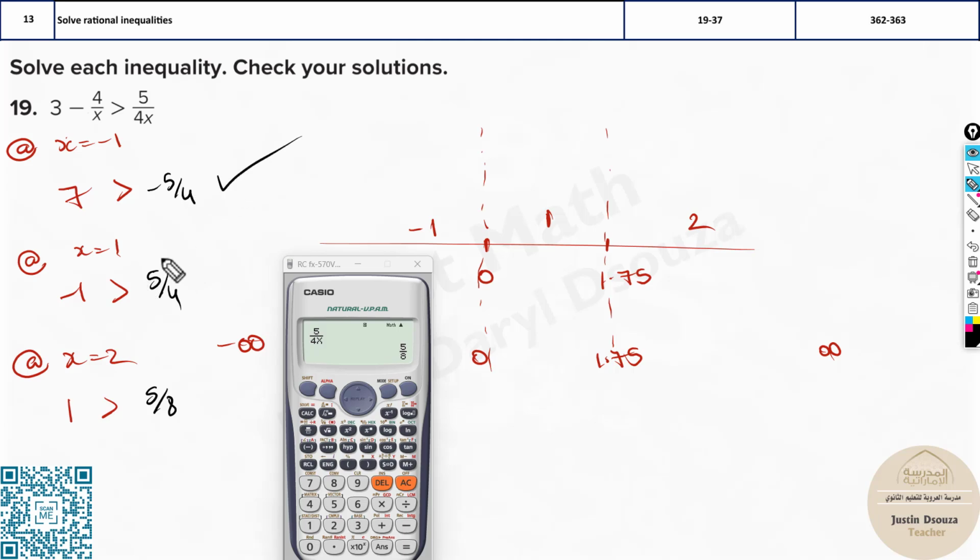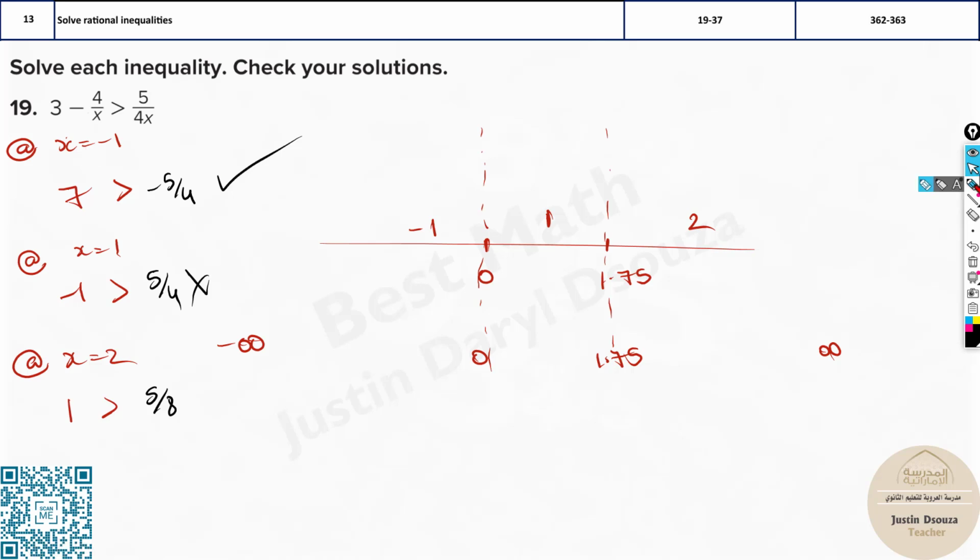Yes, absolutely. A positive number is greater than a negative number. But here, is negative 1 greater than 5 by 4? Wrong. So which is the first one? Where was this taken? Minus 1 is from the range minus infinity to infinity. This is correct, whereas the one test value that was taken here is wrong.